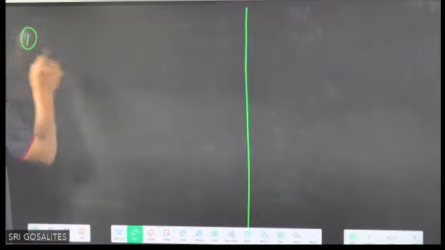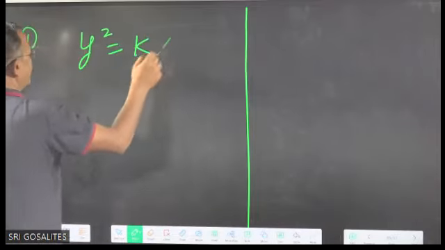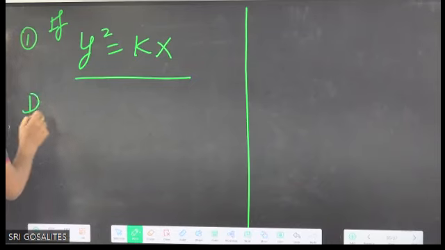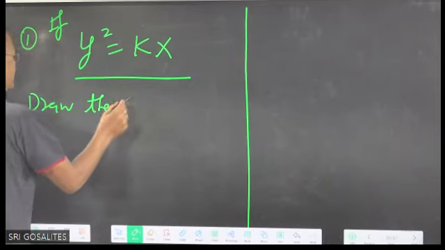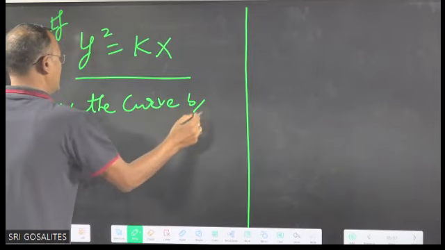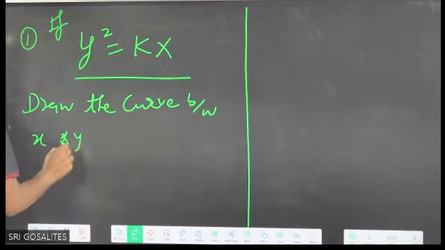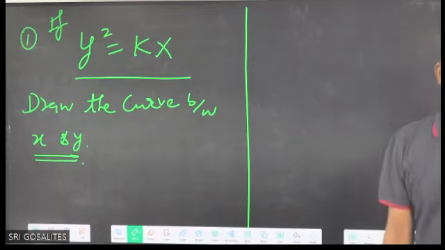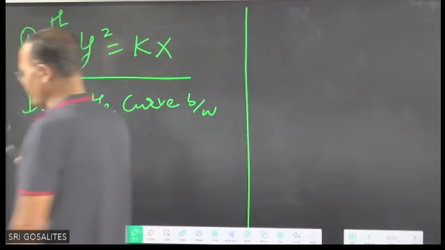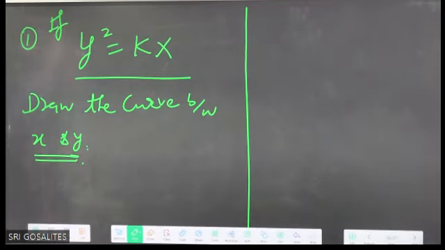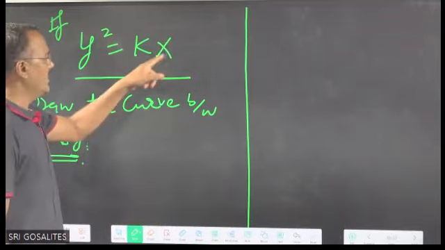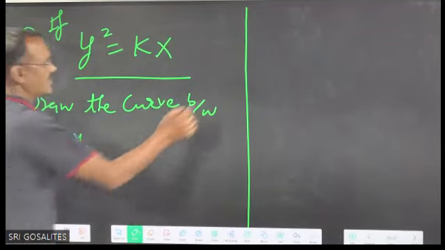Suppose somebody said we have a function y square is equals to kx. Draw the curve between x and y. Okay, note down the question, please. If y square is equal to kx, then draw the graph between x and y. So now, how many variables are there? 2. One is x, one is y.